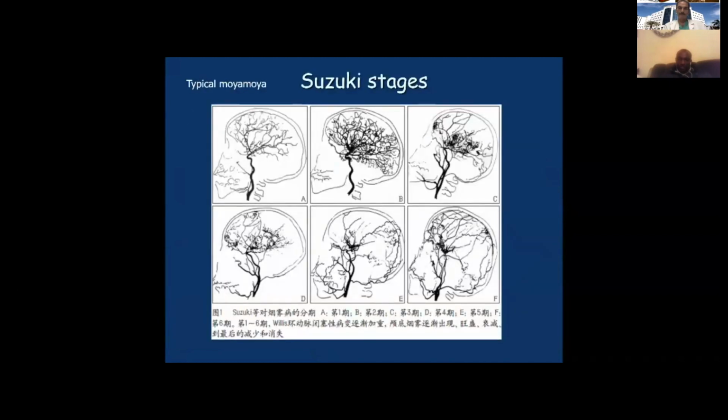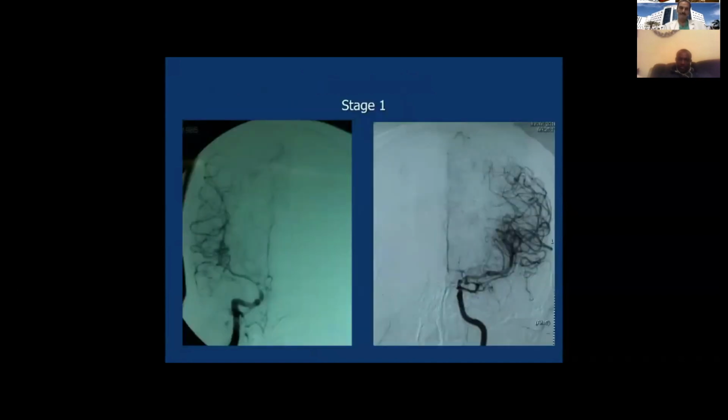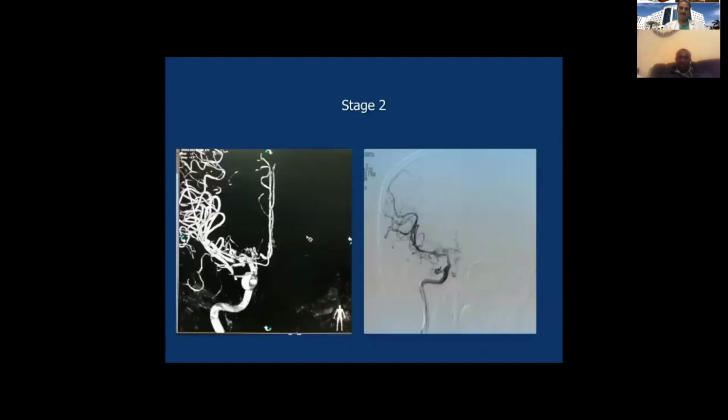So this is a typical Moyamoya disease. According to the Suzuki stage, there are 6 stages. This is stage 1. We can see the stenosis at the distal part of the ICA and the origin of the MCA and the ACA, and very few Moyamoya vessels. This is stage 2. We can see the Moyamoya vessels originating from the M1 or A1 segment.